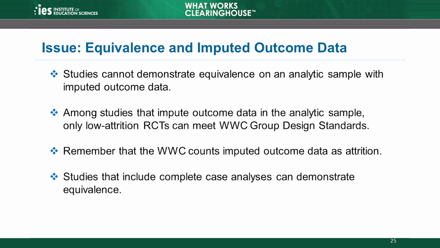Again, just as with imputed baseline data, authors with missing outcome data do have a way to demonstrate equivalence in their studies. In this case, the only approach authors can use to demonstrate equivalence in a QED or high attrition RCT with missing outcome data is to report a complete case analysis that excludes all missing outcome data from the sample.